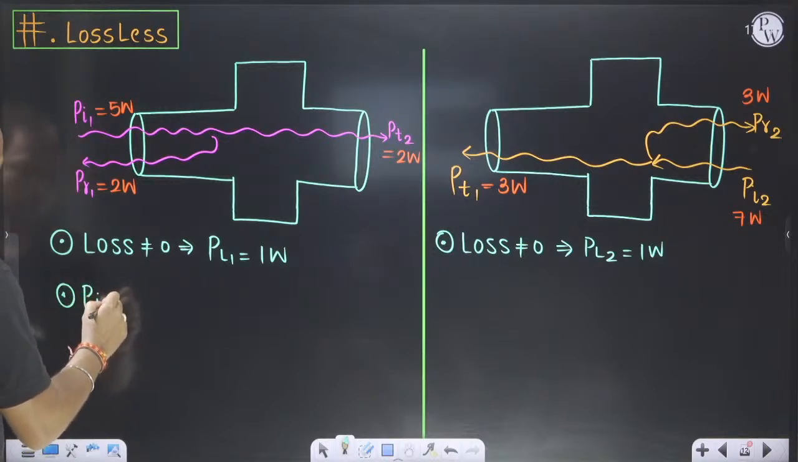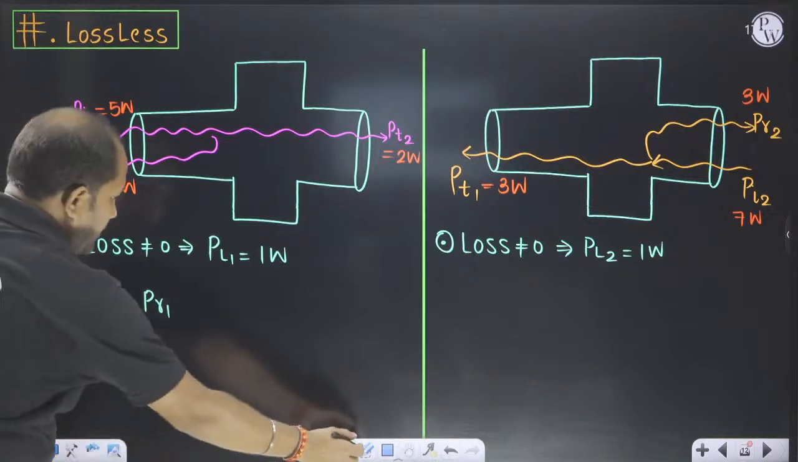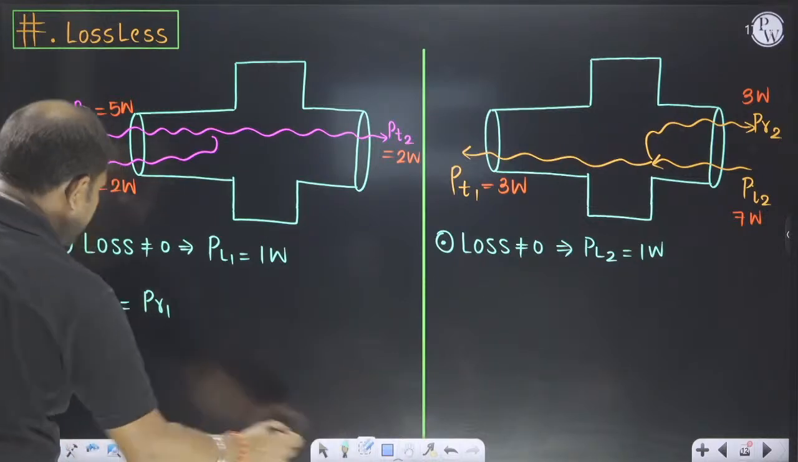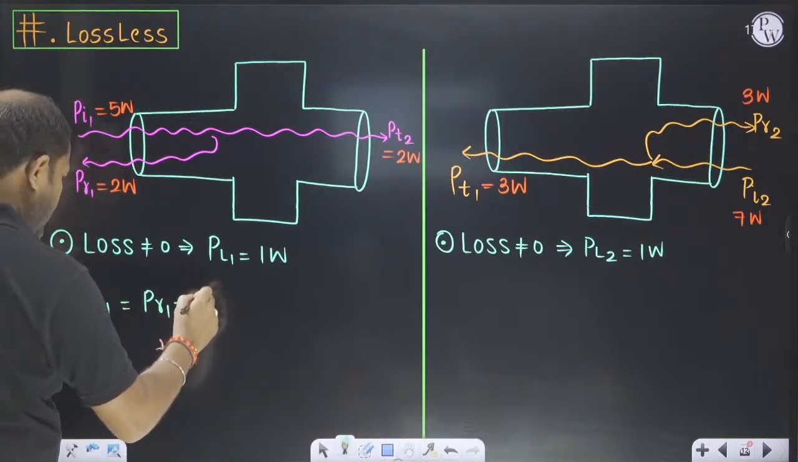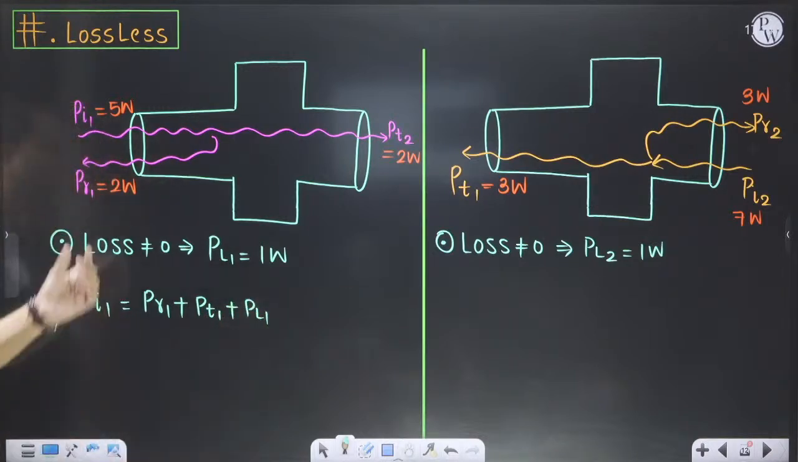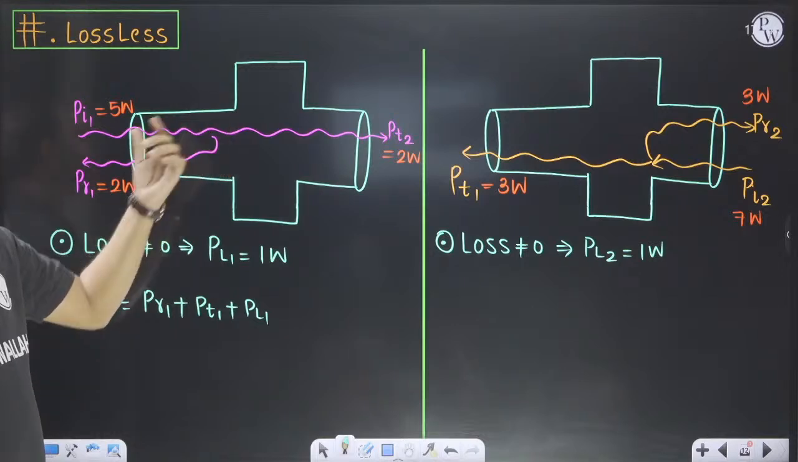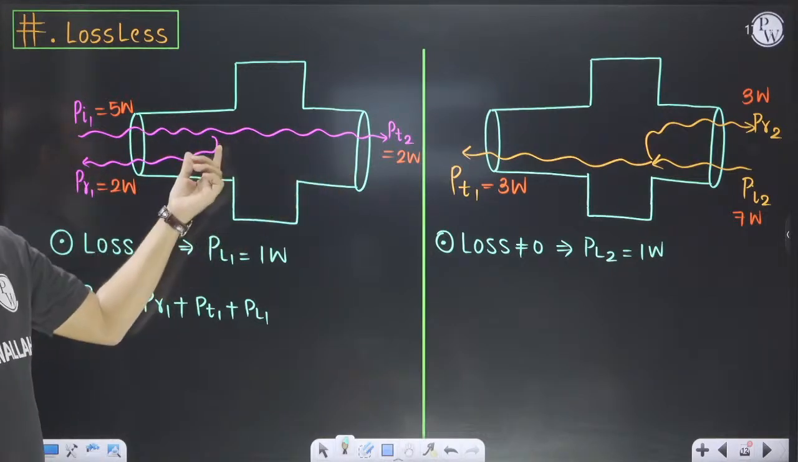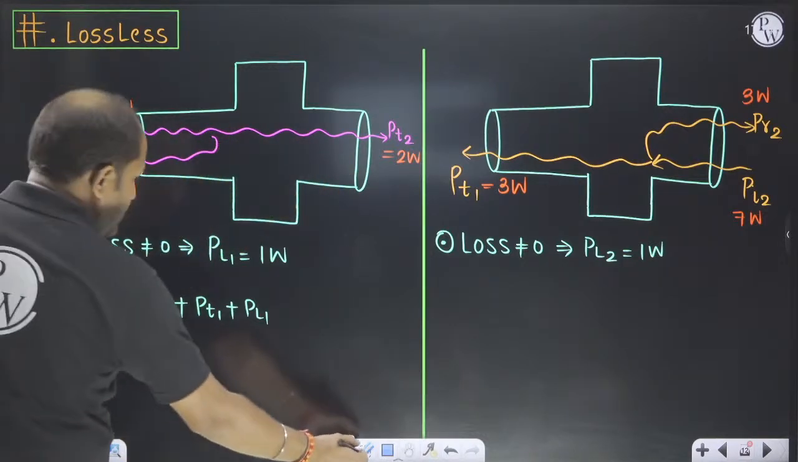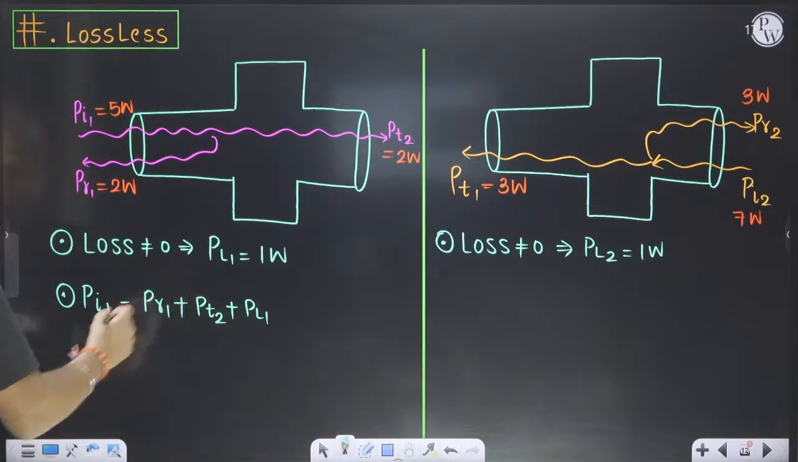So what condition do you get? PI1 is equal to PR1 plus PT1 plus PL1. PR1 is 2 watt, PT2 is 2 watt, and loss is 1 watt. 2 watt plus 2 watt plus 1 watt, 5 watt. So you are getting 5 watt.